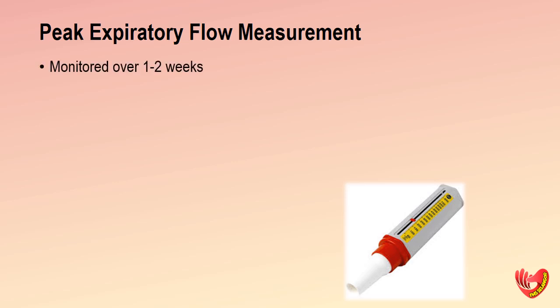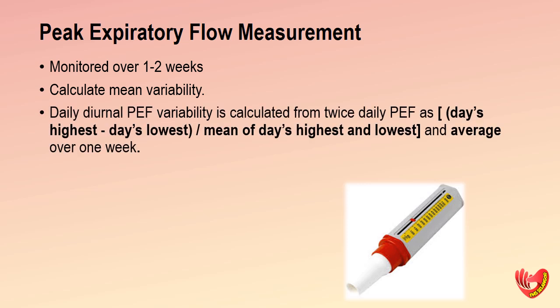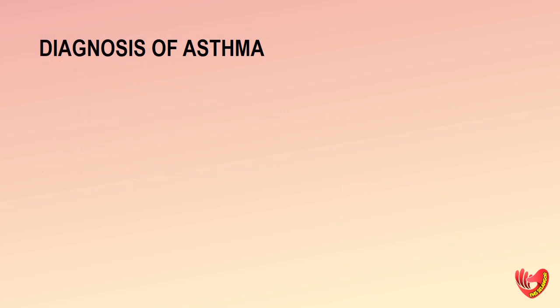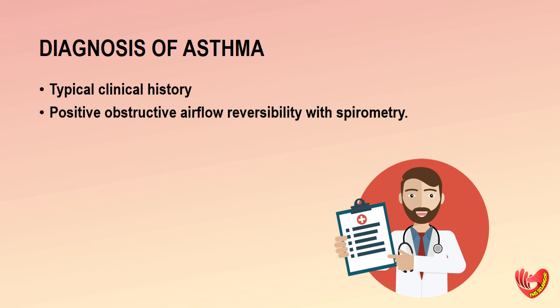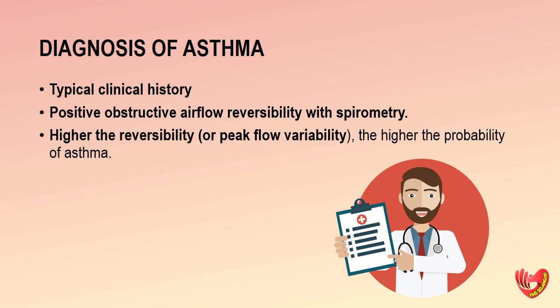Peak flow is monitored over 1 to 2 weeks. The mean variability is calculated. Daily diurnal PEF variability is calculated from twice daily PEF and averaged over 1 week. Variability more than 20% indicates a positive test. Remember, diagnosis of asthma is based typically on clinical history and supported by positive obstructive airflow reversibility with spirometry. The higher the reversibility, the higher the probability of asthma.